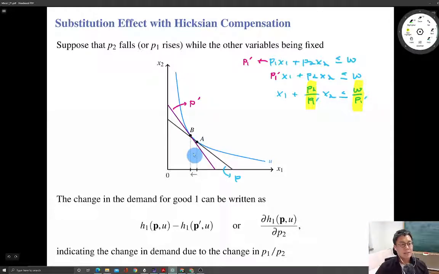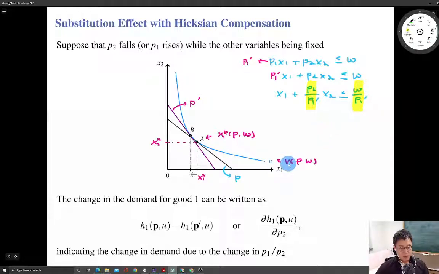The x and y coordinates of bundle A indicate the Walrasian demand for good 1 and good 2, x1 star and x2 star. So bundle A indicates the Walrasian demand given price vector P and the consumer's wealth W. And the level of this indifference curve, the level U, stands for the indirect utility, the highest level of utility attainable given this price vector P and consumer's wealth W. So U is V of P comma W.